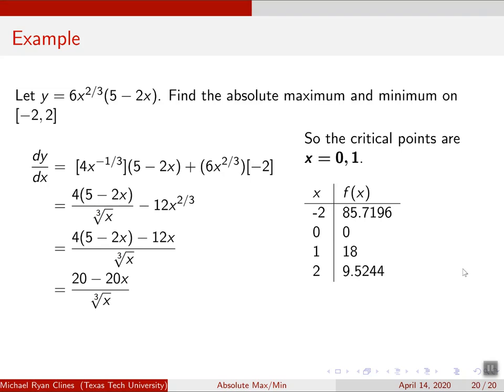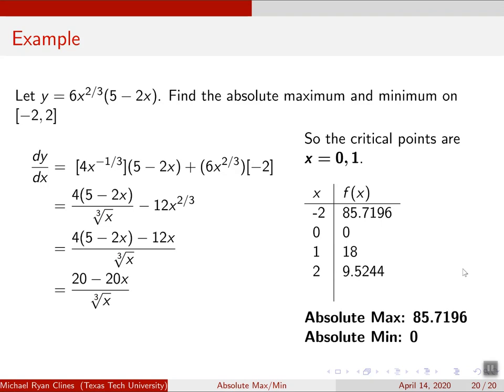Now we can extract the absolute maximum, which is 85.7196, and the absolute minimum, which is 0.